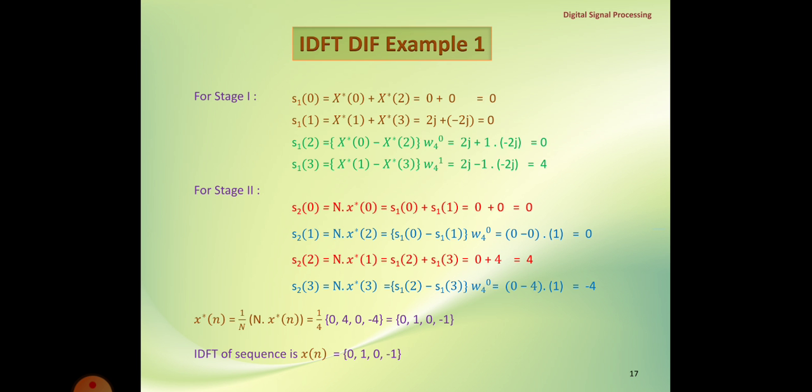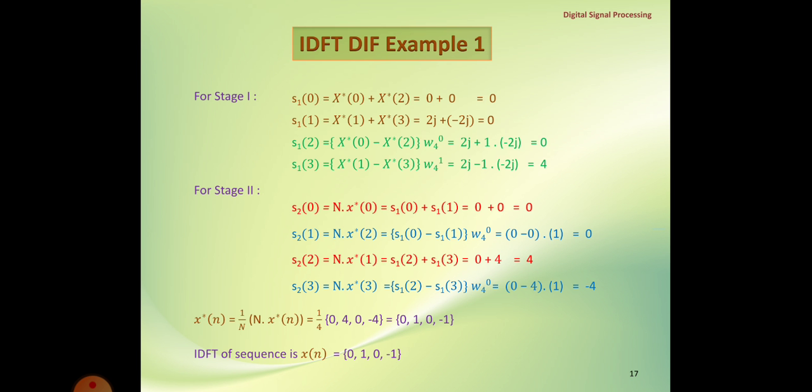But finally we need the answer for x(n). So first step, divide all these 4 values by N. So what we will get, x conjugate(n) equals 1/4 times the bracket of N times x conjugate, that is equal to 1/4 of (0, 4, 0, -4), that is equal to 0, 1, 0, -1. Now this is the x conjugate(n) sequence, but we need x(n). To get x(n), we have to take the complex conjugate again of x conjugate(n). As per the concept of the complex conjugate, we change the sign of the imaginary term, but for this sequence there is no imaginary term, therefore x(n) will remain as it is, that is x(n) = 0, 1, 0, -1.